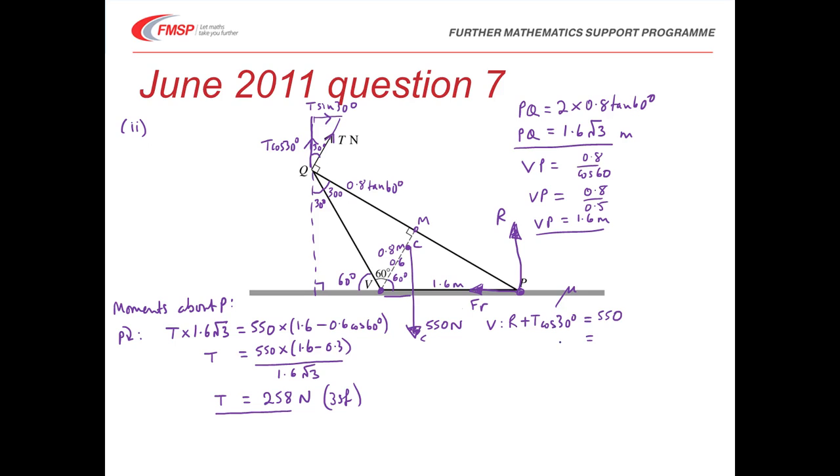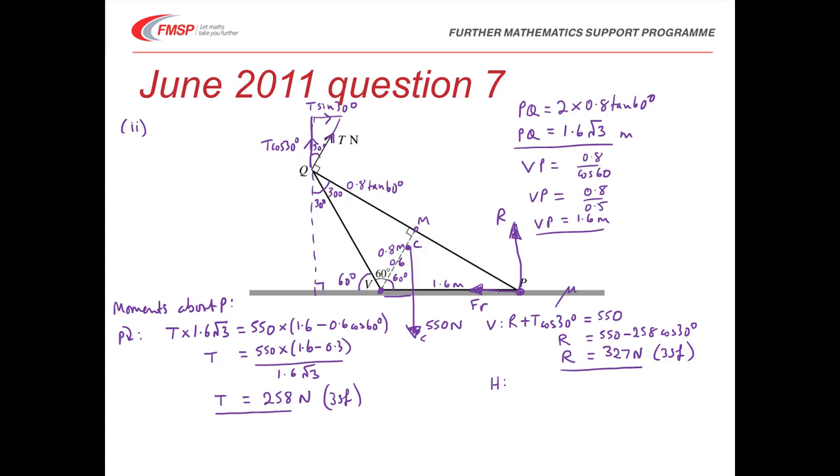which means I can swap that around to get a statement for R. R is 550 minus T, which by the way is 258 cos 30. So I can calculate all of that and get a value for R, which rounds to 327 newtons to 3 significant figures. But believe me, I'm being careful to keep stored more exact values so that I don't lose accuracy at the very end. Well, that's resolving vertically.